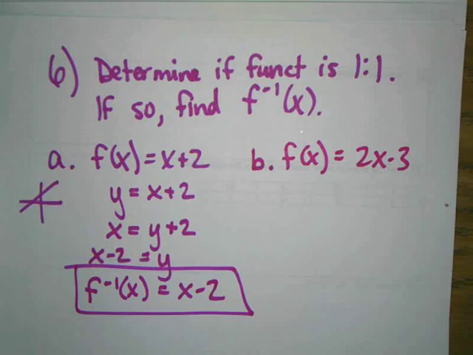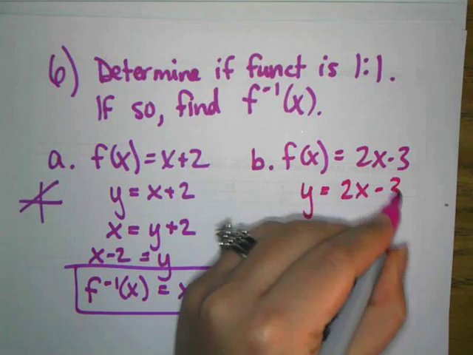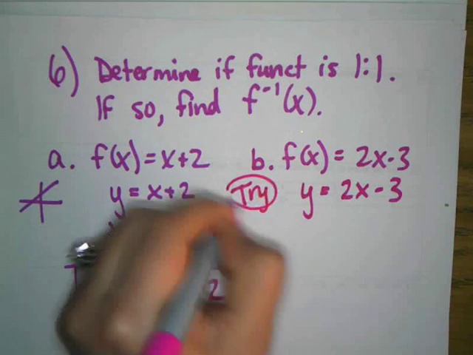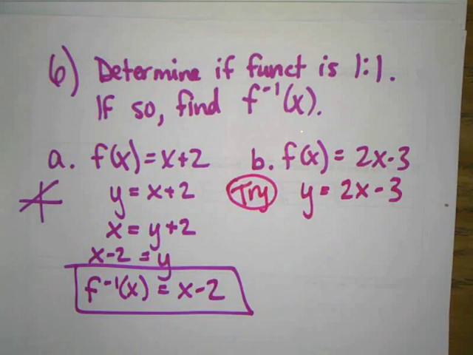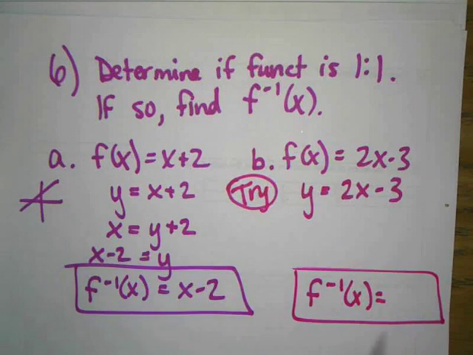F of x equals 2x minus 3. Again, check to see if it's 1 to 1. And yes, it is because it's just another line. So start your steps. There's step 1. You can finish and show me your final answer, which should look something like this, and you tell me what goes in that little box.